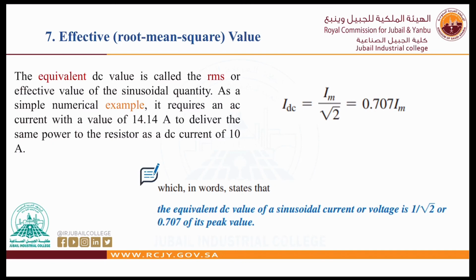Now for the effective value, it is called the root mean square, which is RMS. This is the effective value. The equivalent DC value is called the RMS, or effective value, of a sinusoidal quantity. So if I have an AC wave, this is the effective value.